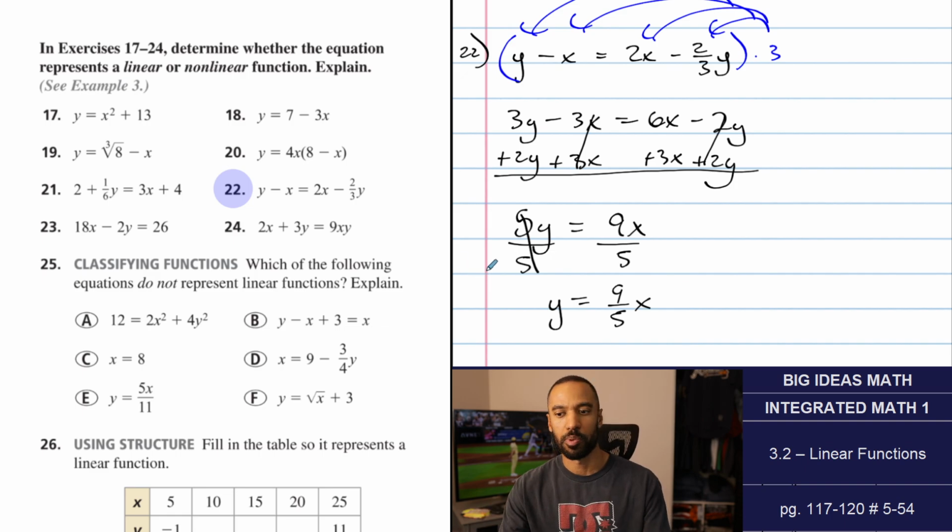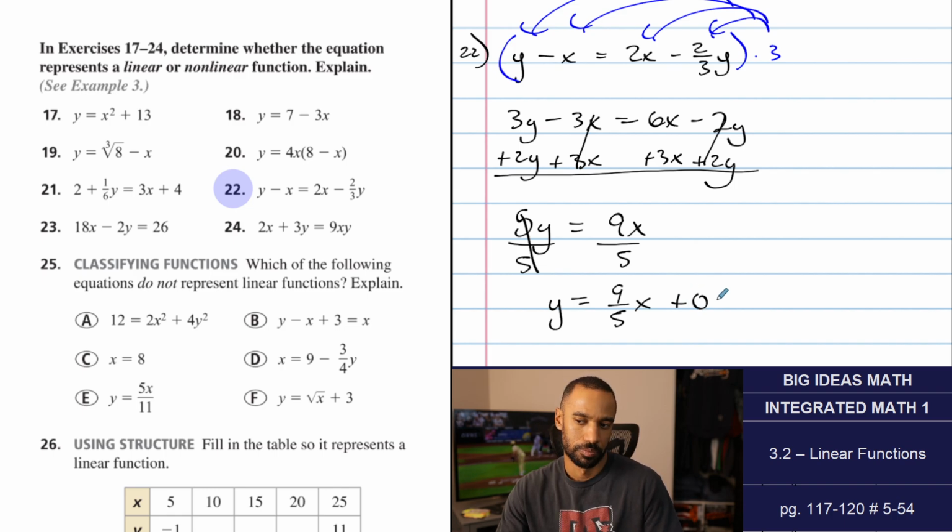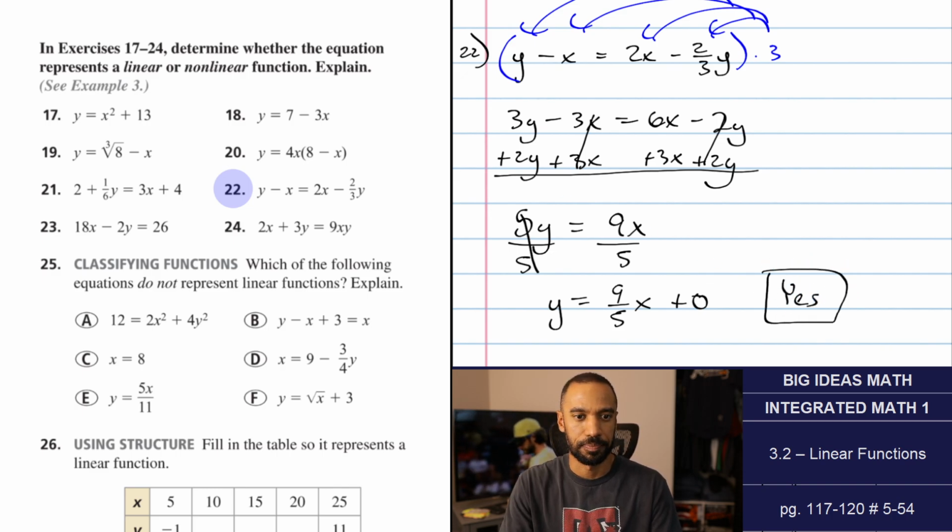Is this in y equals mx plus b form? Y equals mx plus b. Where's b? B is 0. Is that allowed? Yeah. Yeah, it is. This is good as well. Yes, this is a linear function.